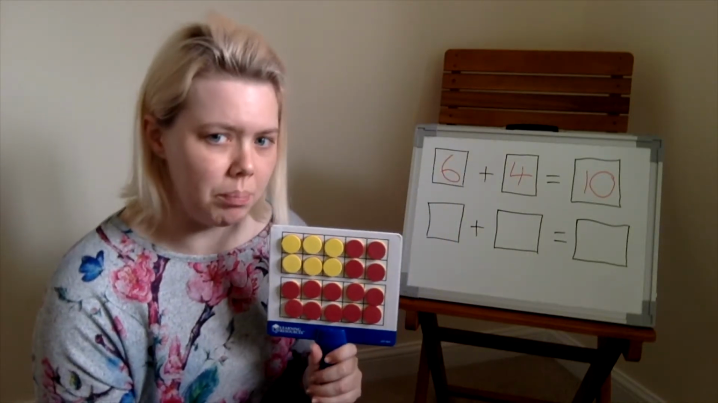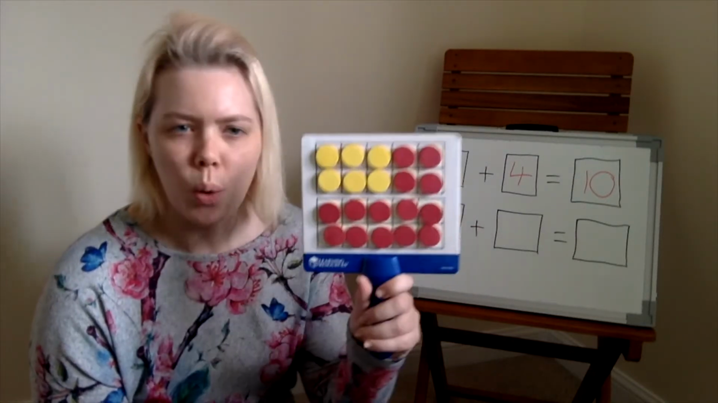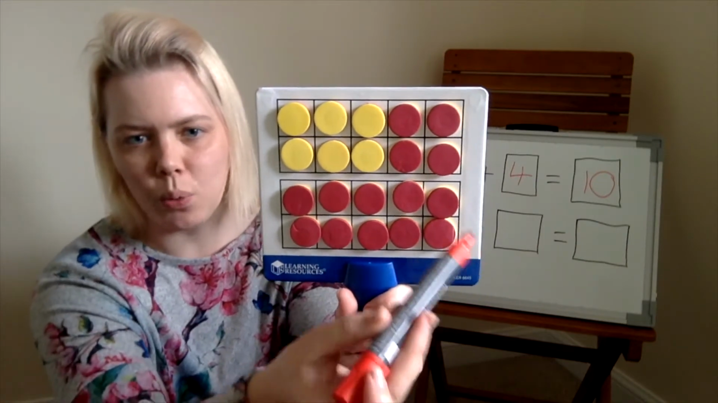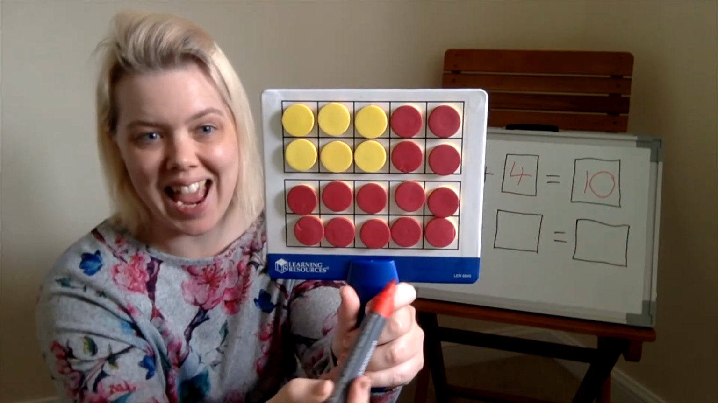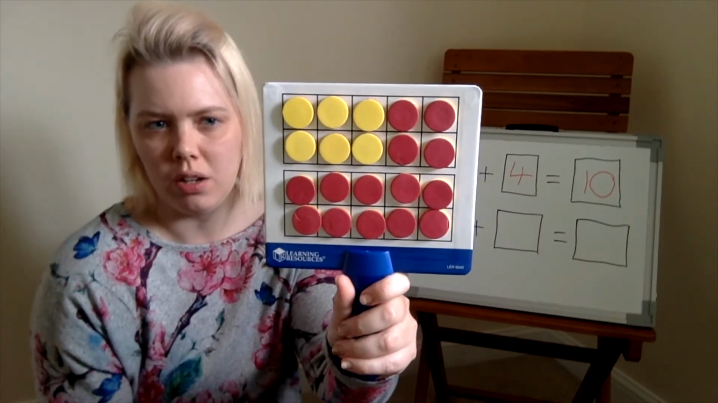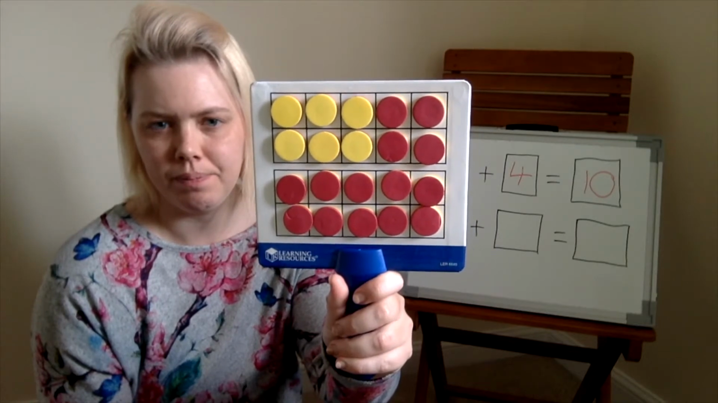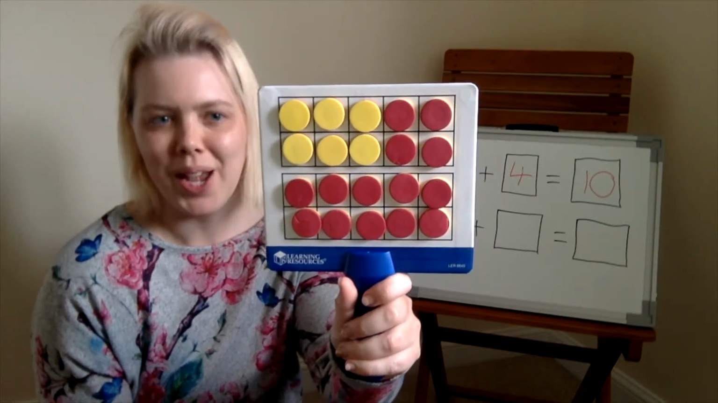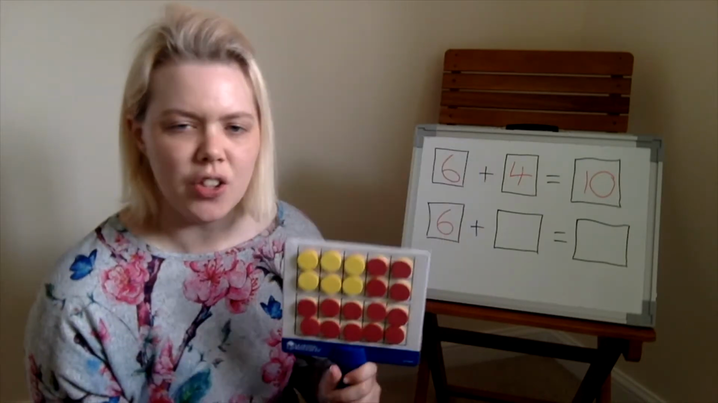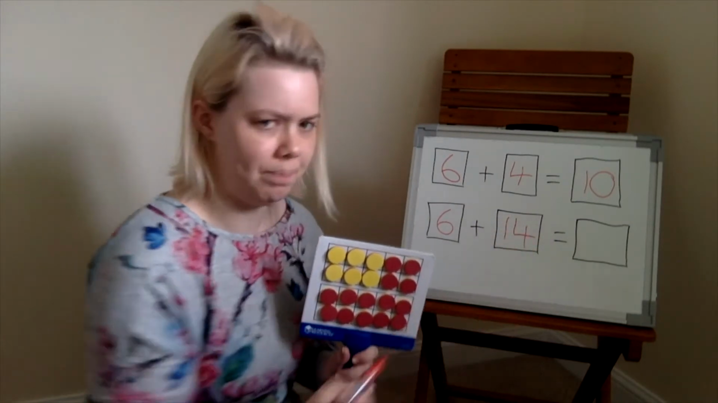So my first number is again going to be 6. Well, how many red counters have I got? There's quite a lot. And remember, we already know how many there is in a 10 frame. So think about how many there already is at the bottom and then add your ones at the top as well. Well done, there are 14 red counters. So my second number I'm going to write in my number sentence is 14.